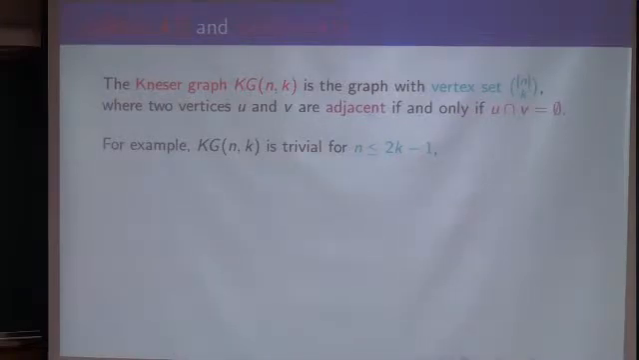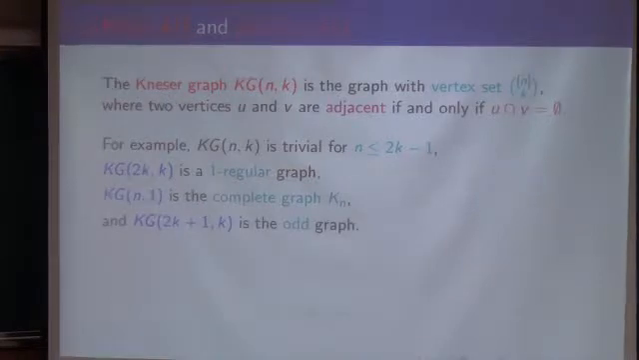Okay? And if n is equal to 2k, then that's just a regular graph. And if k is equal to 1, that's just a complete graph. Okay? And when n is equal to 2k plus 1, this is a special case. We call that Kneser graph the odd graph. Well, when k is equal to 2, so n is 5, that is the Petersen graph.